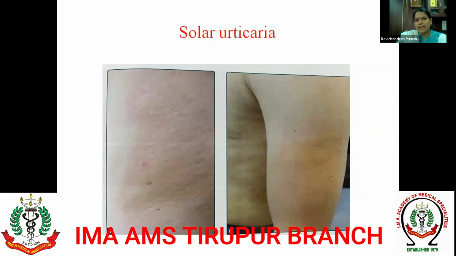In the category of physical urticaria, solar urticaria is one entity where the patient can develop urticarial lesions following sudden exposure to high intensity ultraviolet radiation. Within half an hour to 1 hour of exposure, they get erythematous, edematous lesions over the exposed site. That comes under the category of solar urticaria. We can appreciate the erythematous lesion over here.